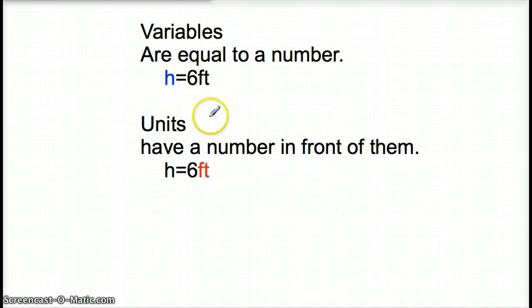H, the variable, is equal to 6 feet. Units have a number in front of them. H is equal to 6, and the feet is the unit. When you get to much later ones, we're going to have to memorize units to variables. I will tell you this, they are very simple to memorize what a variable stands for. It's pretty easy because almost every variable, except for a few of them, starts with the letter they're measuring. H measures height. D measures distance.